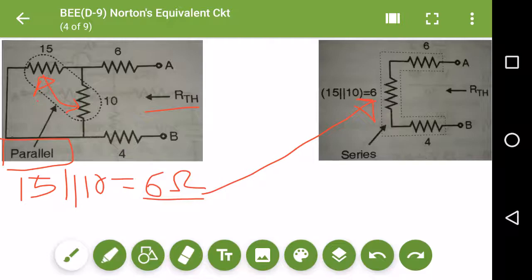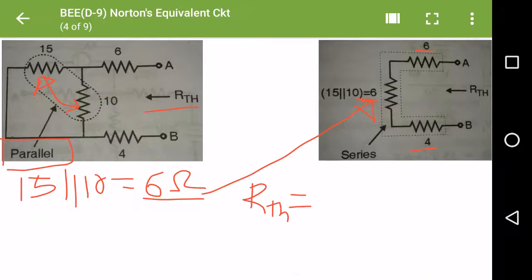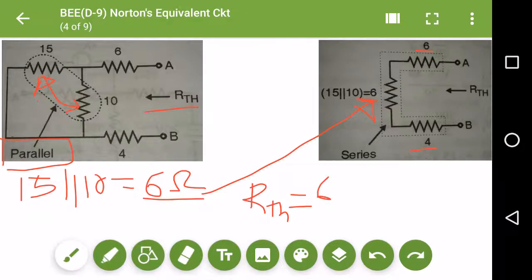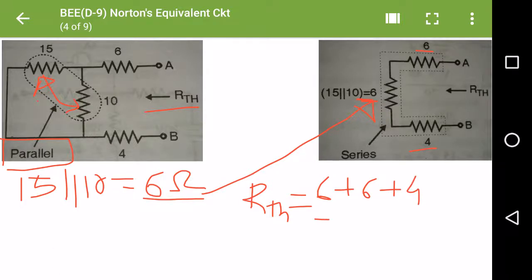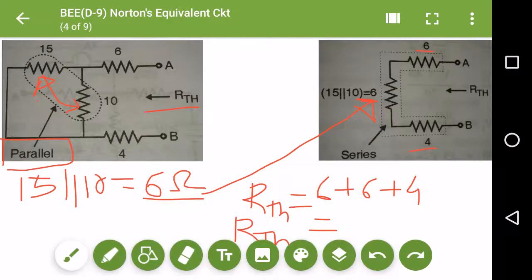Now I remain only with the resistances which are in series. So all these resistances are in series. To find RTH, I will just do the addition: RTH is equal to 6 ohms plus 6 ohms plus 4 ohms, which gives me an RTH value of 16 ohms. So my RTH value is 16 ohms.